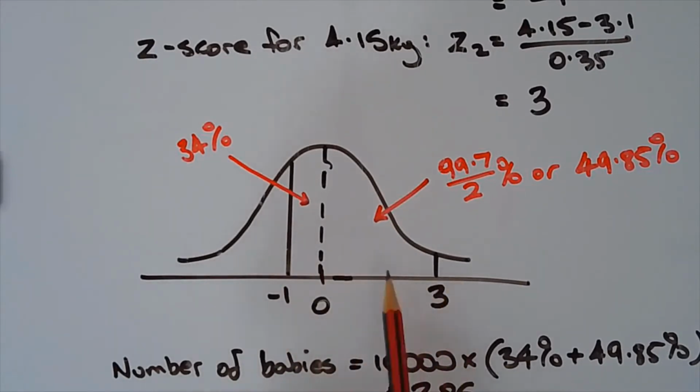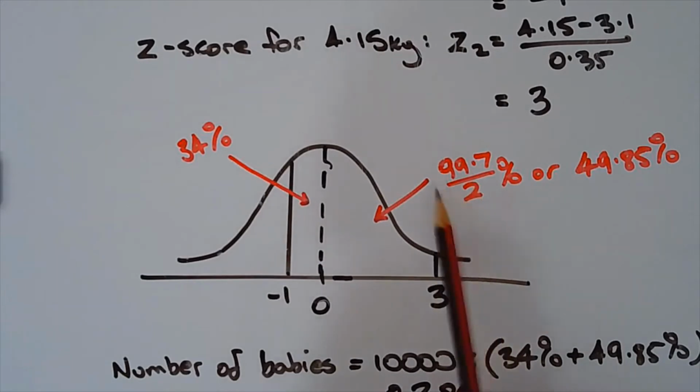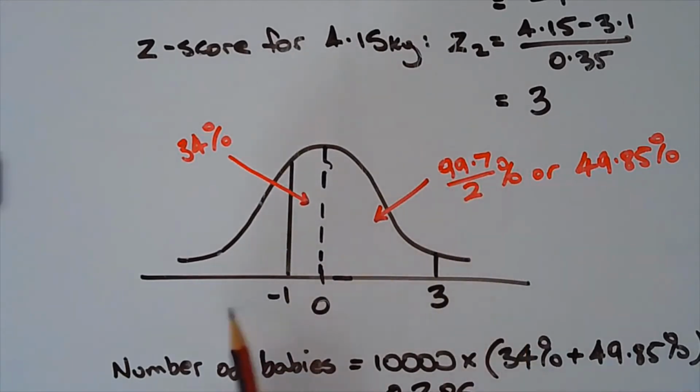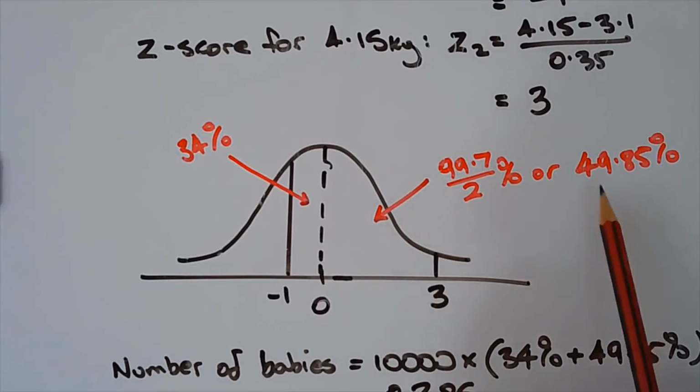and the percentage under the normal distribution between these two Z-scores can be worked out this way. Between -1 and 0, we know there's 34%. And between 0 and 3, the way I work that out is, I know that 99.7% of the data lies between -3 and +3. You can get that from the reference sheet. Dividing that by 2, because we're only interested in half of the normal distribution, gives us 49.85% in this region.